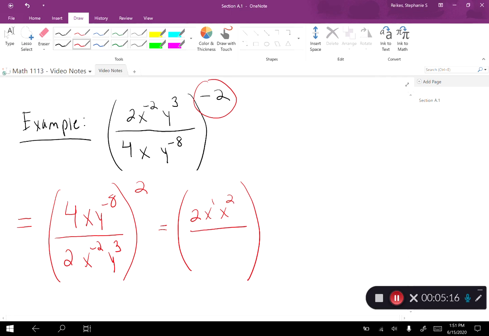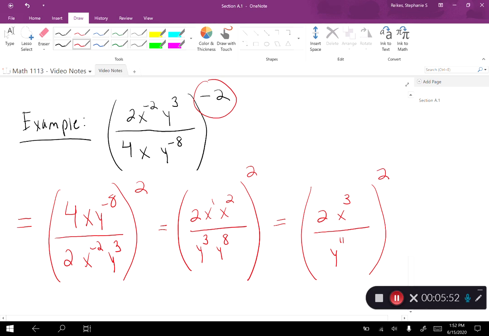Next, I have y to the negative 8, y cubed. So y cubed is going to stay. Y to the negative 8 is going to come down and become positive. Simplifying, I have bases that are the same, so my rule is exponents add. All right, so we've got 2 times x cubed over y to the 11.